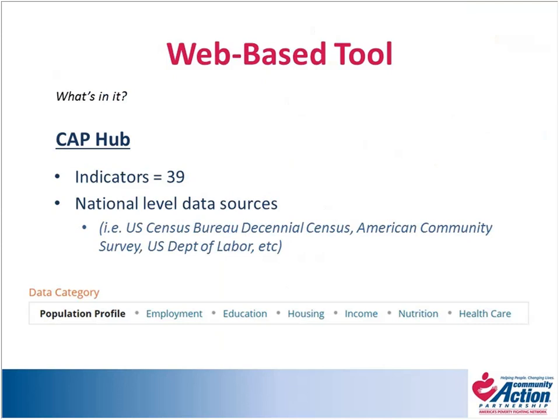And within the CAP Hub, there are about 39 indicators, and it's mostly all national level data sources, of course, since it's a nationwide tool. But some of the data sources are the Census Bureau, the American Community Survey, the U.S. Department of Labor, and so on. So then you can see the data categories here. So these are those domains that I talked about in a previous slide that align with the domains of the CSBG.